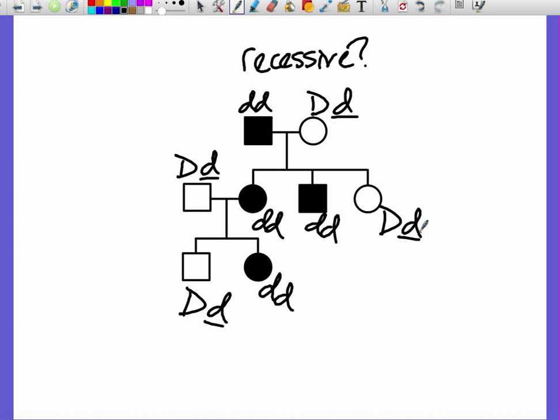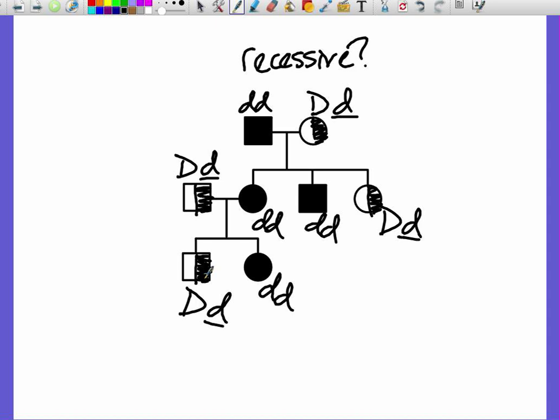Now remember, the other thing with recessive is there are carriers. So I have to mark all carriers appropriately. And every individual that's unaffected in this pedigree should be a carrier if it is a recessive trait. So I'm going to go through and mark all of those appropriately.